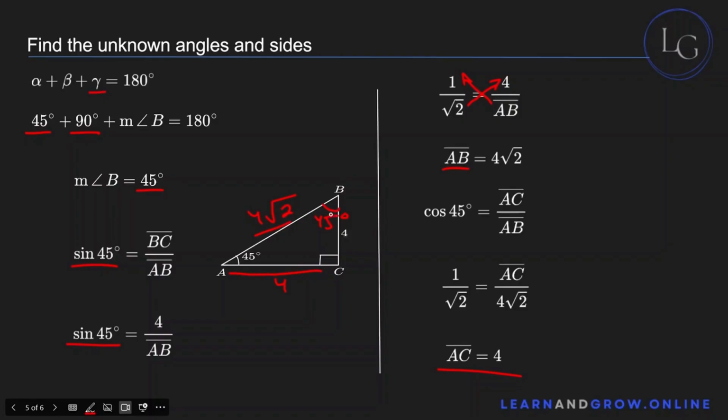Also, you can make your life a little bit easier over here. Since this is an isosceles triangle, because this angle and this angle are both equal, that means since BC is 4, AC is also 4. And then you can just apply the Pythagoras theorem or a trigonometric ratio to find the hypotenuse.